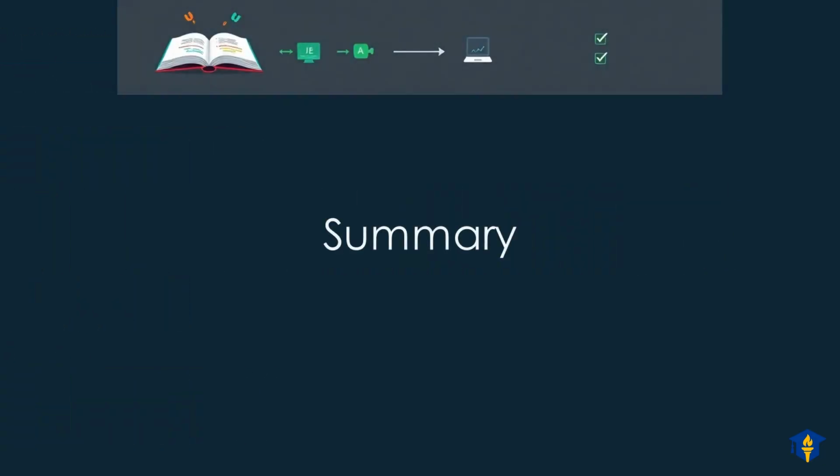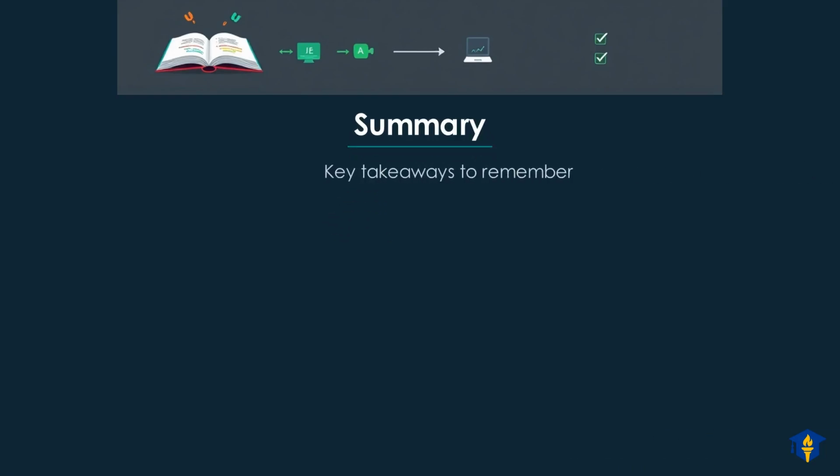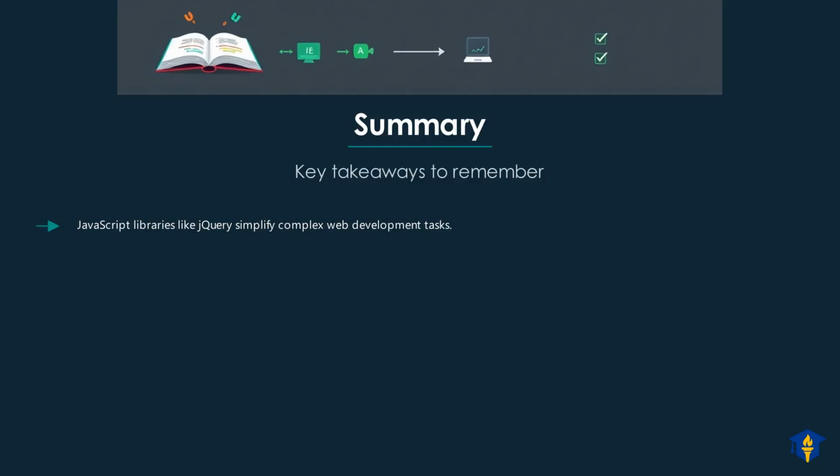Let us summarize the key takeaways from our discussion on advanced front-end development. These are the essential points to remember for building robust and dynamic web applications. JavaScript libraries like jQuery simplify complex web development tasks, enhancing efficiency and productivity. jQuery offers compact syntax and cross-browser compatibility, remaining relevant for many legacy projects.